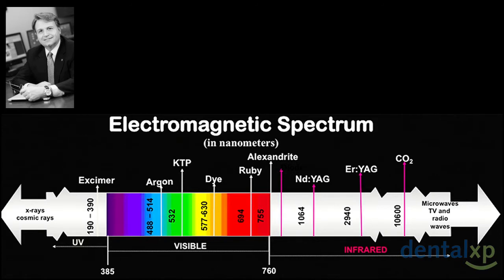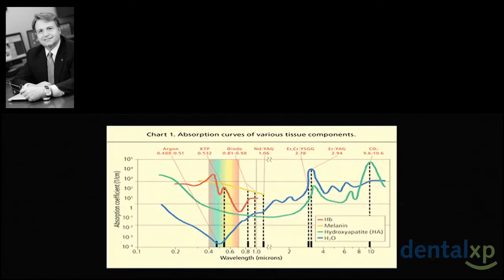We have the visible and the non-visible infrared or UV wavelengths. Visible for the human eye. Maybe the pets can recognize different wavelengths. The Nd:YAG 1064, erbium 2940, erbium chromium YSGG is almost the same, the CO2 laser 10,600 nanometers, and in a range between 810 and 980 nanometers we have the diode lasers. All of these are the most common lasers in laser dentistry, not only laser implant dentistry.